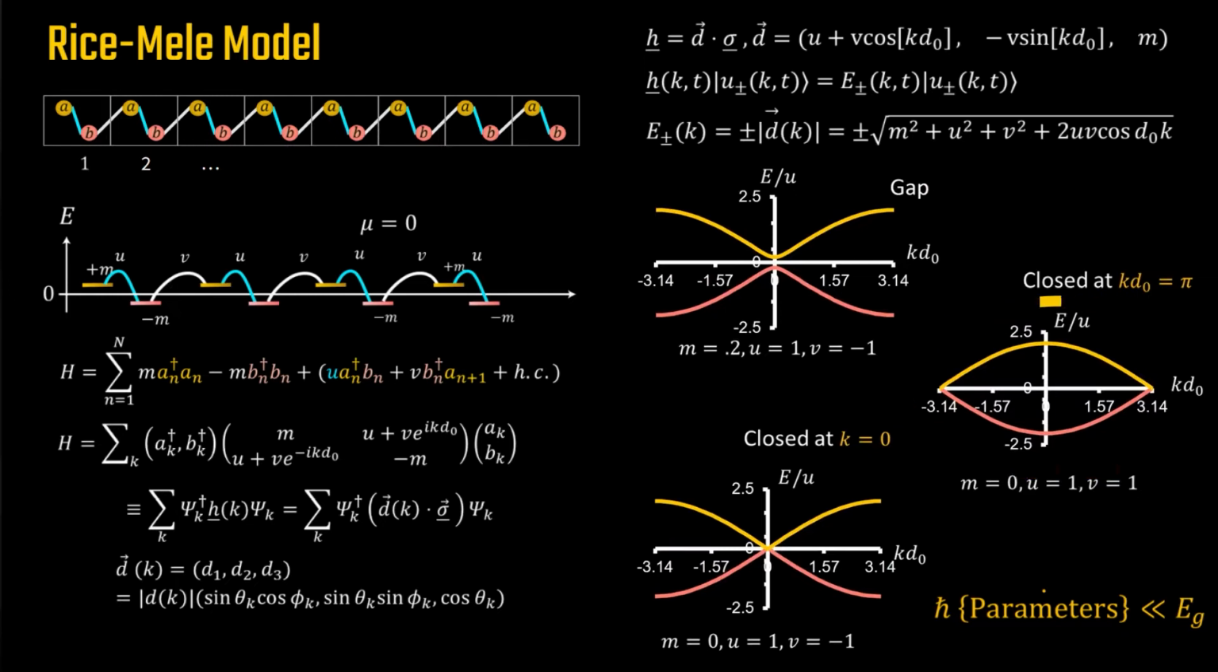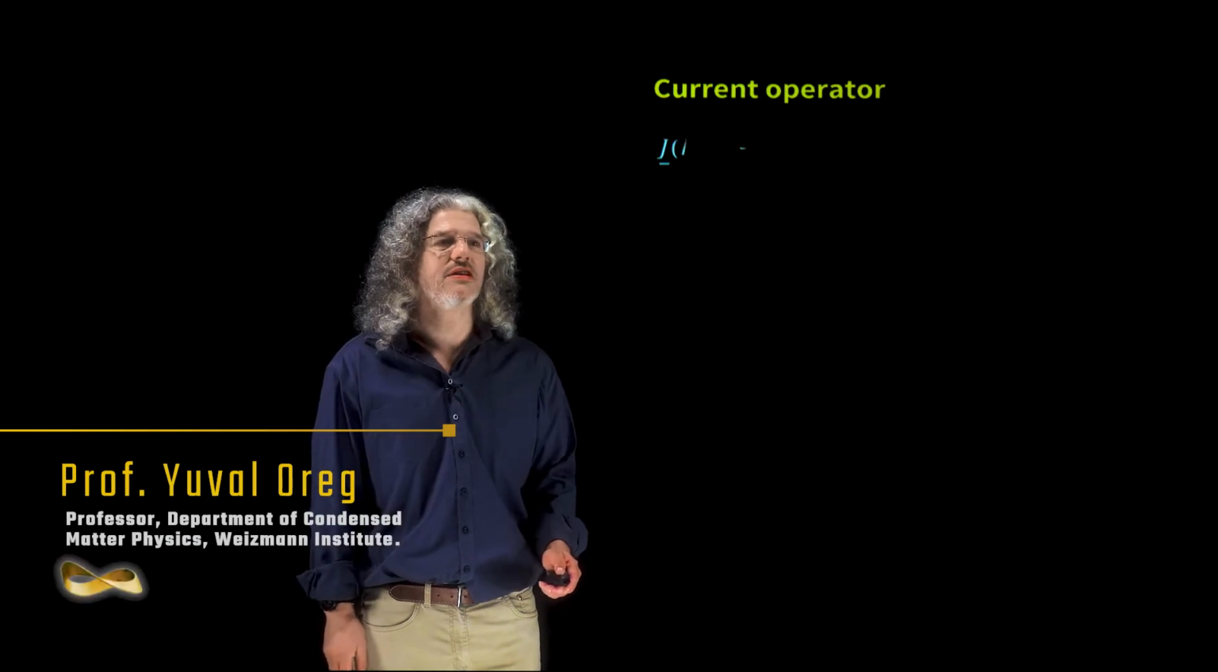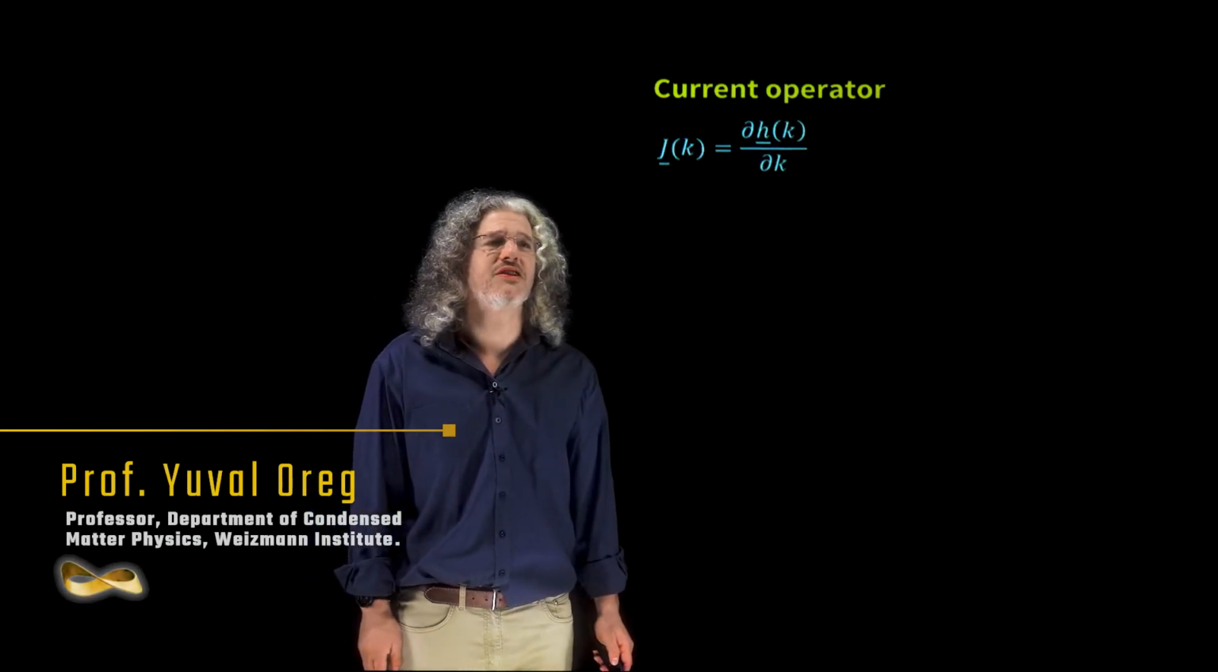Following Thouless, we want to calculate the current that is pumped along the chain as we change the parameters of the model adiabatically, at a rate which is small compared to the gap. So in order to find the current, we had to define a current operator. The current operator j of k is given by dH/dk.